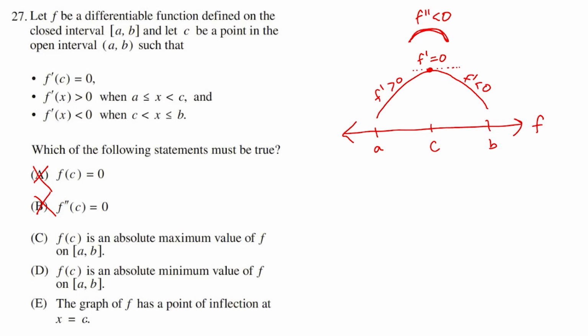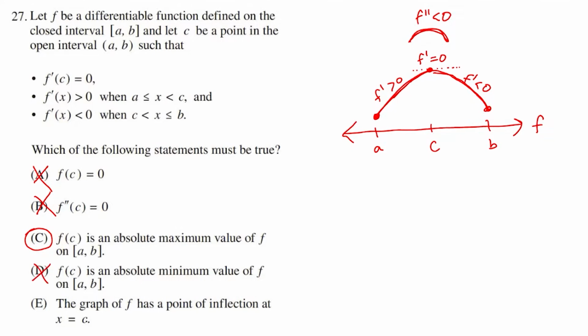This must be true because function f is increasing between a and c, decreasing between c and b. So even if we include the endpoints, f of c must be the highest point on the entire graph. Just to look at the other two answer choices to make sure that those are not correct, D says that f of c is an absolute minimum value of f, which you can plainly see cannot be true.